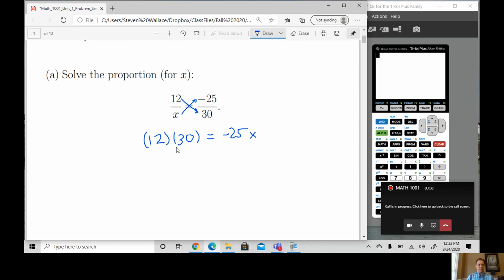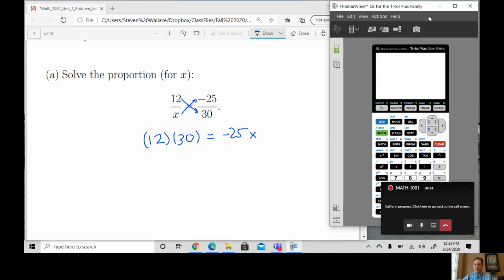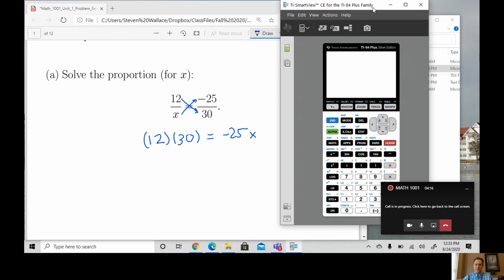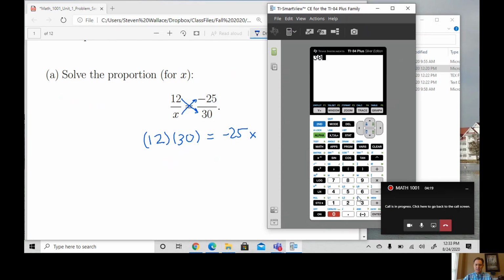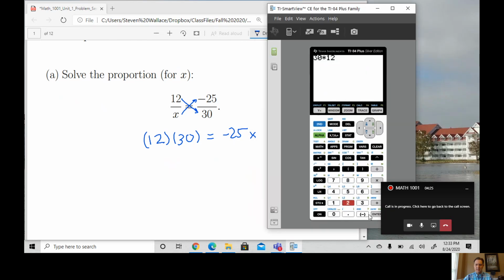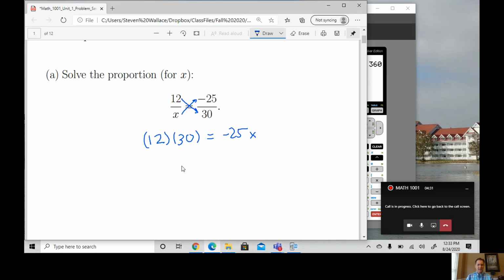You can solve by first simplifying both sides and then bringing all the x's to one side, all the numbers to the other, and then trying to get x by itself on one side. So 30 times 12, if you need to use the calculator to do it, 30 times 12, 360, okay. Maybe you can do that in your head, maybe you can't.